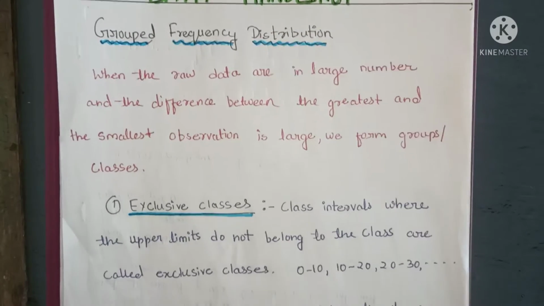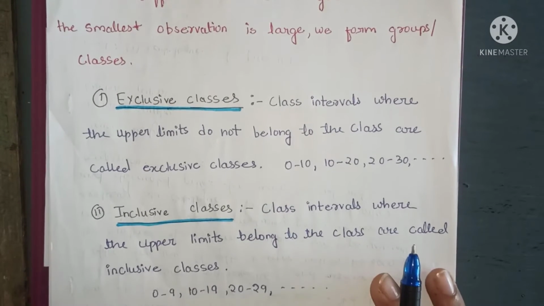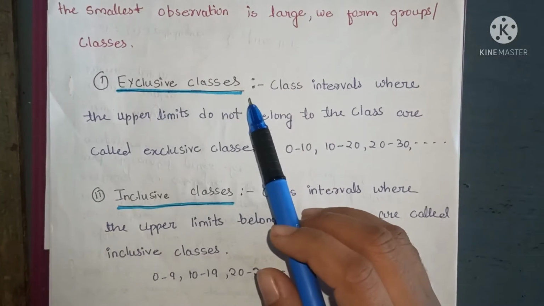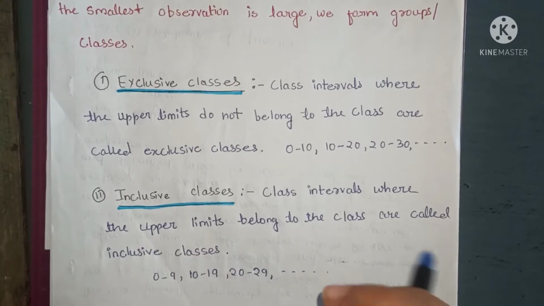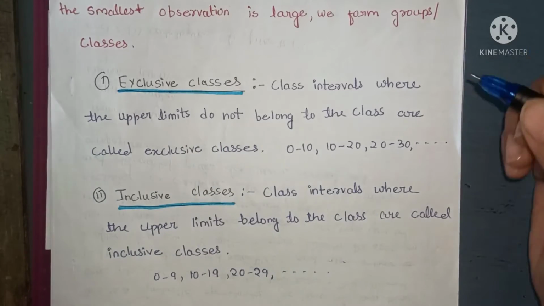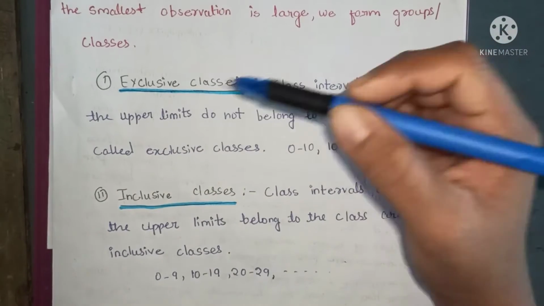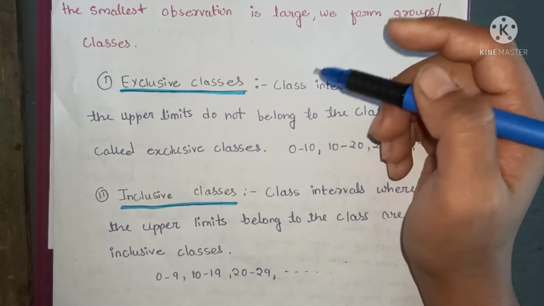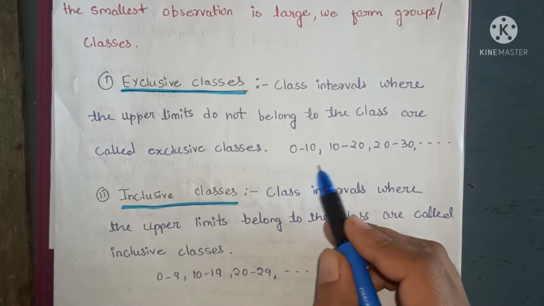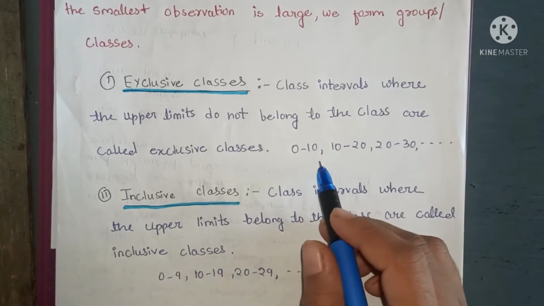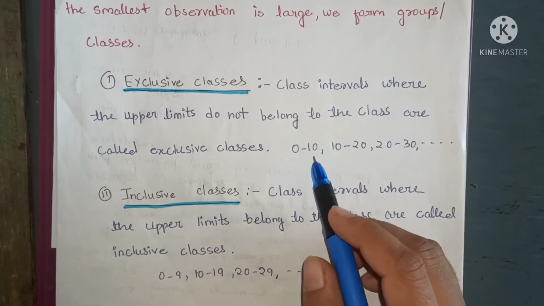Okay, so there are two types of classes which we can form in a grouped frequency distribution: exclusive classes and inclusive classes. What are exclusive classes? Class intervals where the upper limit does not belong to the class are called exclusive classes. For example, 0 to 10, 10 to 20, 20 to 30. So we make groups like this. Okay, these are called class intervals.